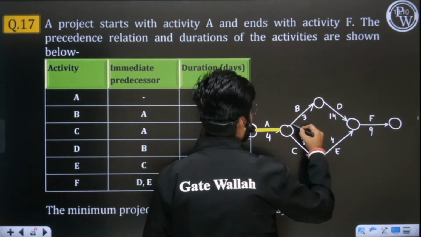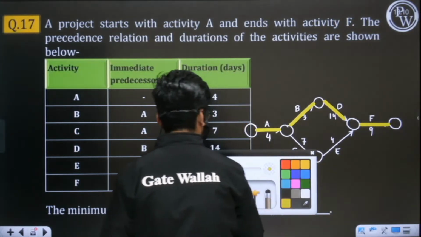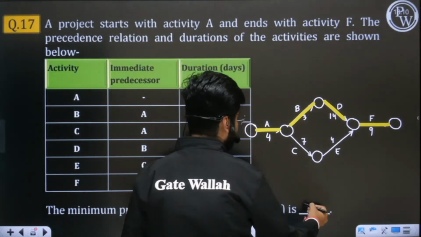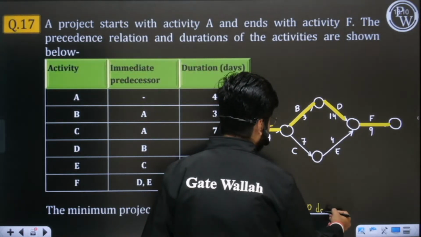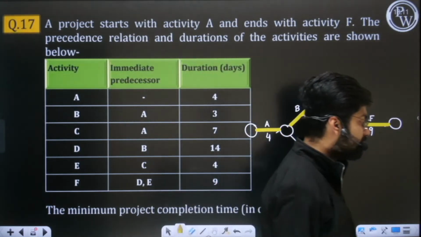So if this is your critical path, then obviously the total number of days which it is taking is 30 days. So the minimum number of days required to complete the project is 30 days.